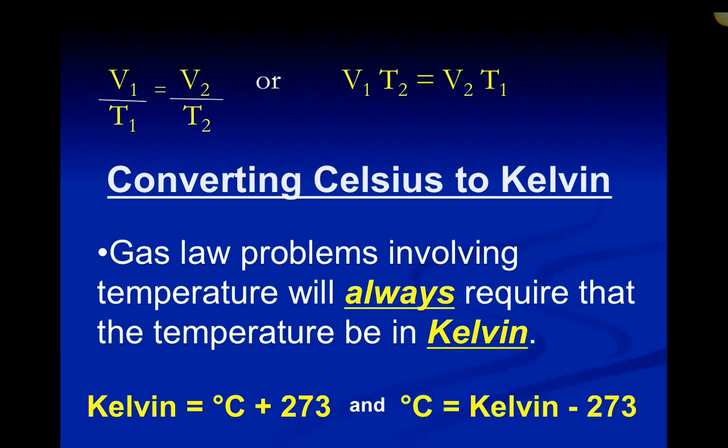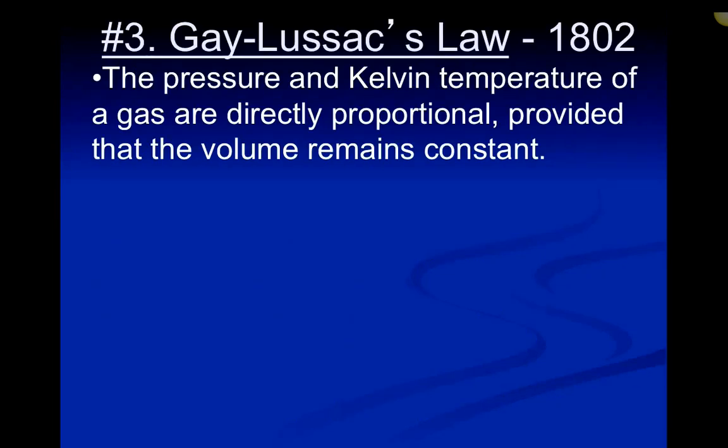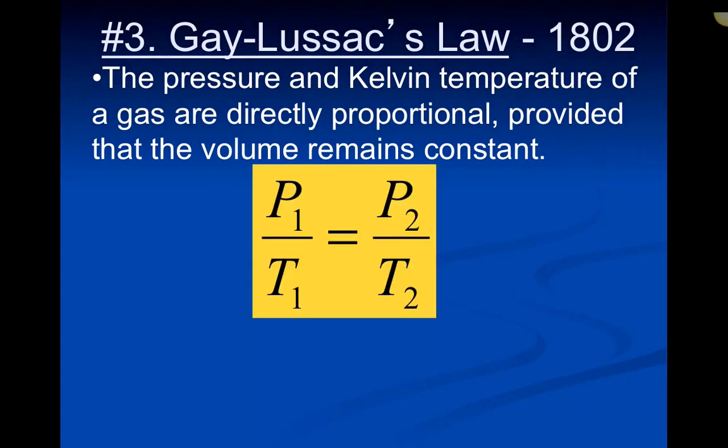it back to Celsius. Gay-Lussac is our third and last scientist who did experimentation, and the third variable he kept constant. So he didn't let volume change. He did pressure and temperature experiments, and he found, just like Charles, that they were directly proportional. So you have P1 over T1 equals P2 over T2. Keep in mind, same thing, you can cross multiply. P1 T2 equals P2 T1. Whatever makes it easier for you.